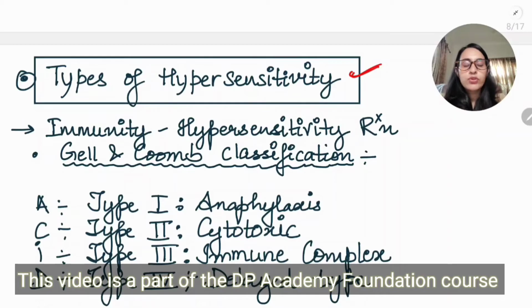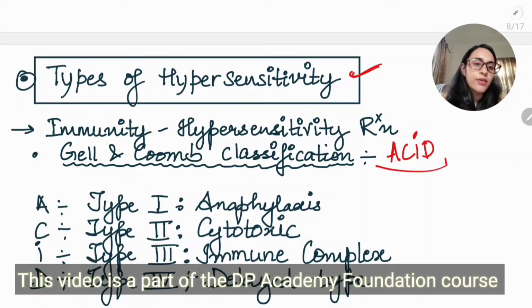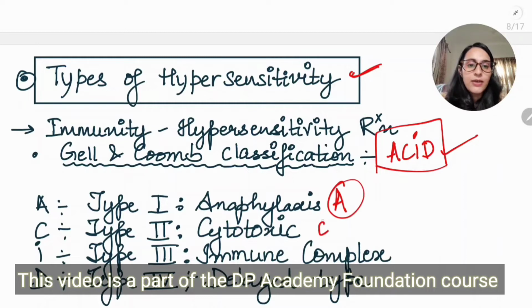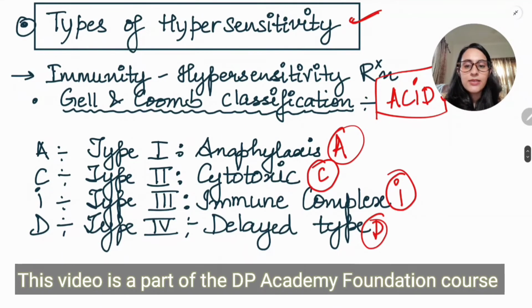So let's talk about the hypersensitivity reaction types, and how you can remember them with the mnemonic ACID. You can remember the different types of hypersensitivity reaction with the mnemonic ACID. A for anaphylaxis, which is type 1. C is cytotoxic, type 2. I is immune complex, type 3. And D is delayed, type 4.